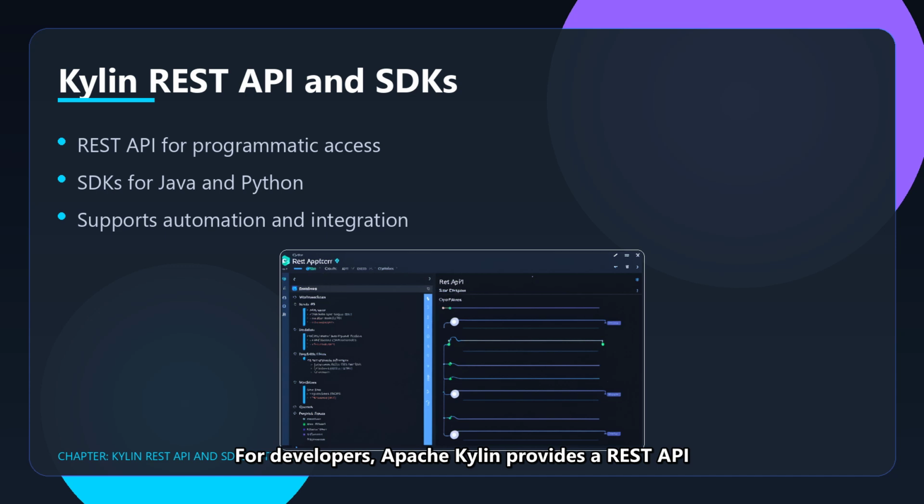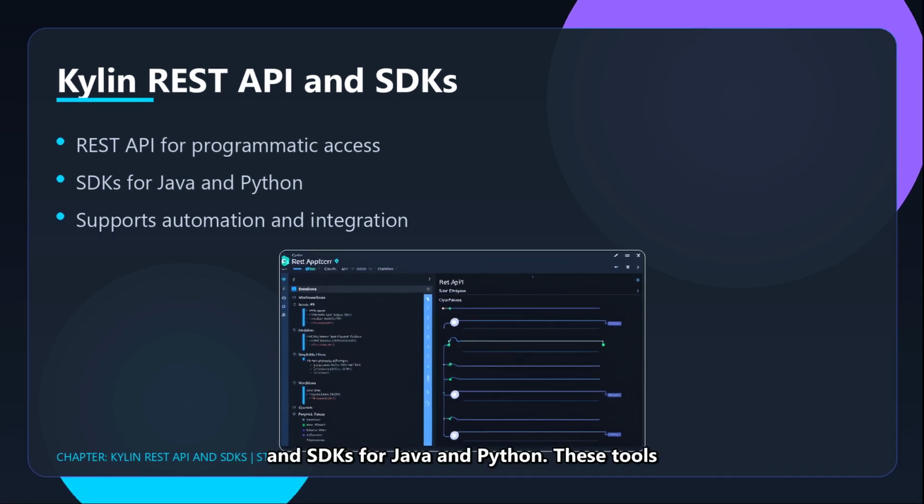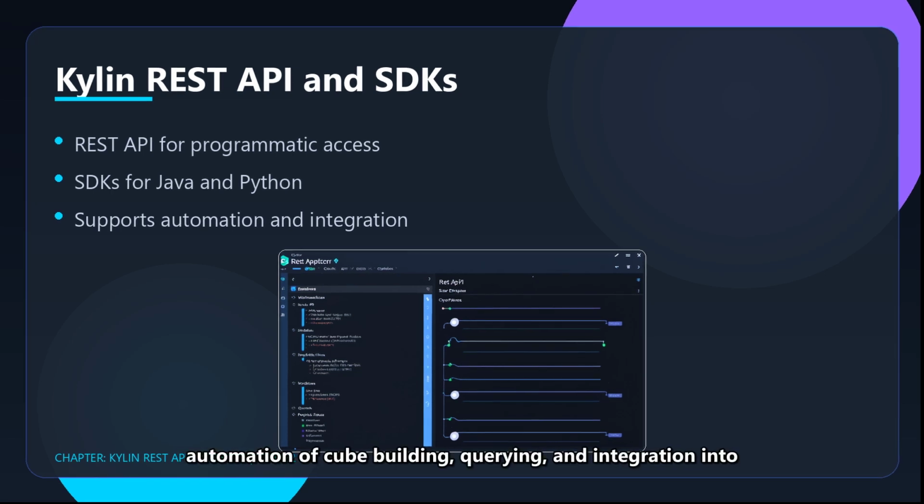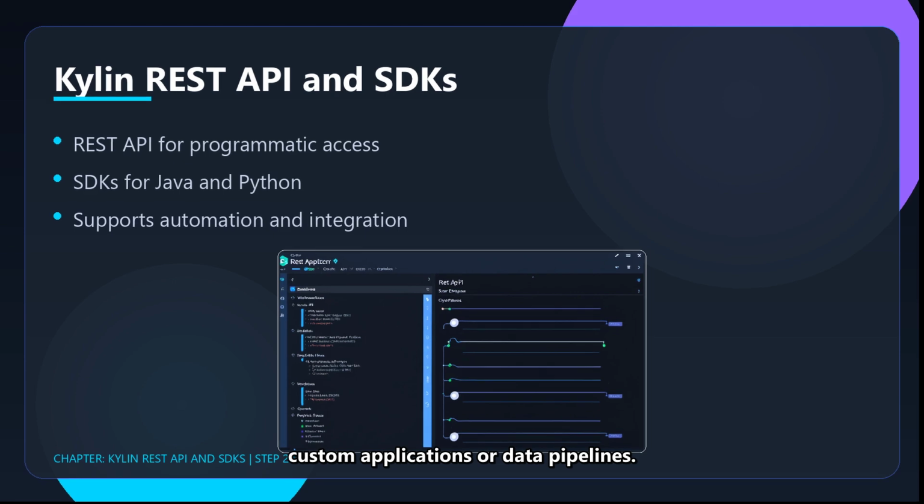For developers, Apache Kylin provides a REST API and SDKs for Java and Python. These tools enable programmatic access to Kylin's features, allowing for automation of cube building, querying, and integration into custom applications or data pipelines.